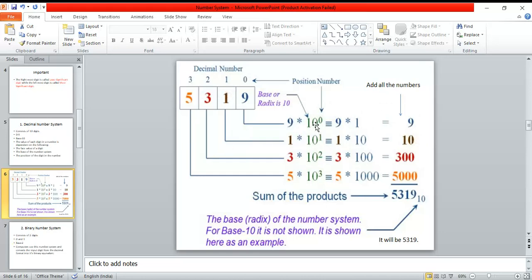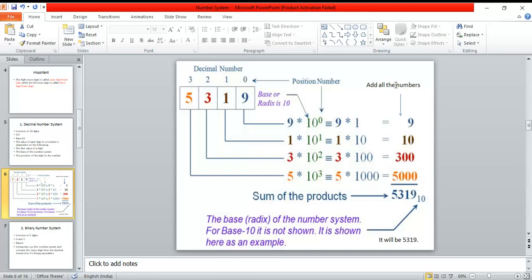Then 1 into 10 raised to the power 1 gives me 1 into 10, which is 10. 3 into 10 raised to the power 2 gives me 3 into 100, which is 300. And finally, 5 into 10 raised to the power 3, which is 5 into 1000, gives me 5000.